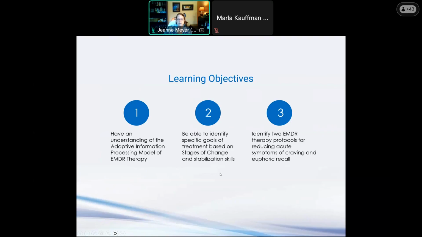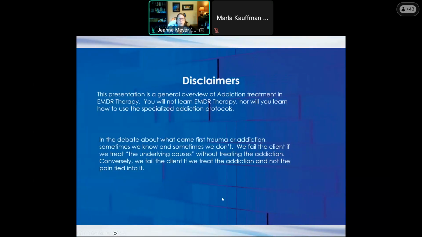Be able to identify specific goals of treatment based on changes of stages of change and stabilization skills, and identify 2 EMDR therapy protocols for reducing acute symptoms of craving and euphoric recall. So this presentation is a general overview of addiction treatment and EMDR therapy. You will not learn EMDR therapy, nor will you learn how to use the specialized addiction protocols.